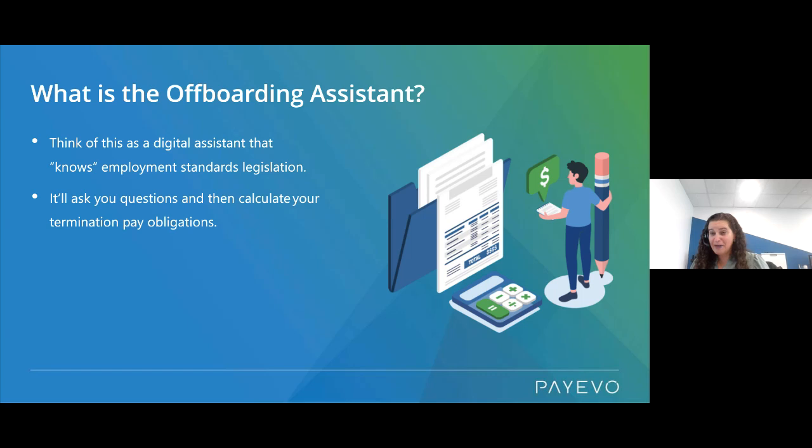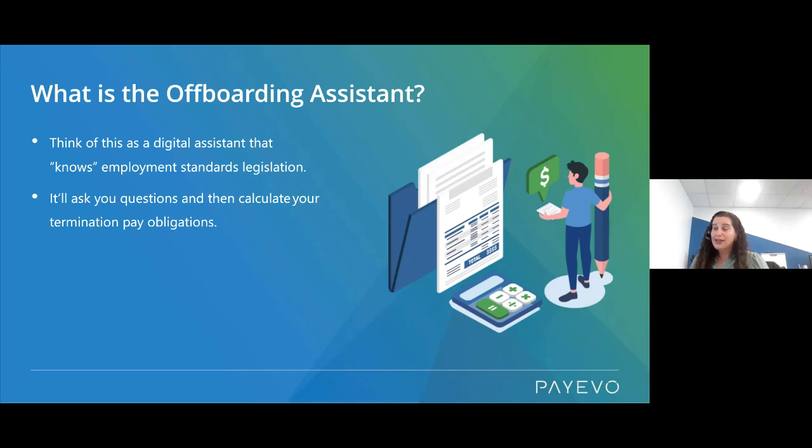I know you guys have been getting a lot of emails about this. You've been hearing about it. There's been some social media about it. From a very simple perspective, you want to think of the offboarding assistant as a digital assistant that knows and understands employment legislation.